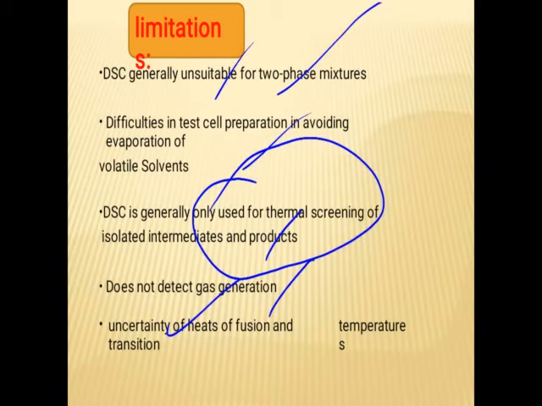The uncertainty of heat of fusion and temperature transitions. Okay, so these are some of the limitations present in the differential scanning calorimeter.